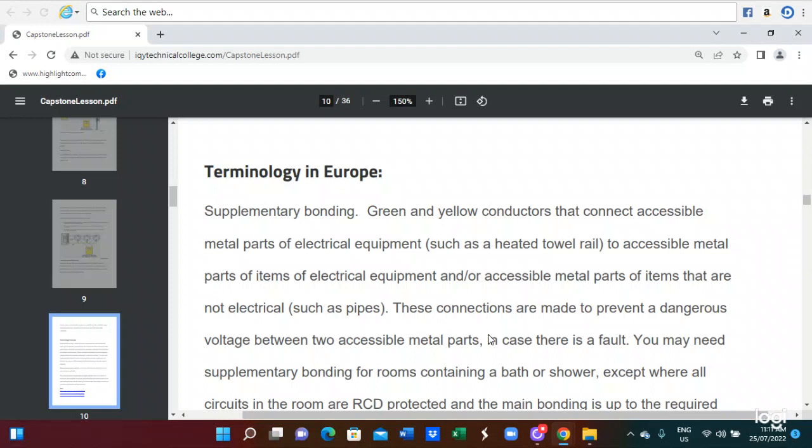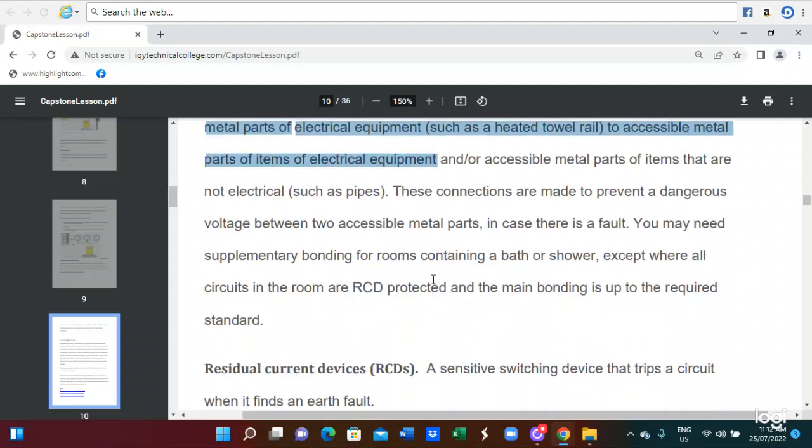In terms of terminologies, in this case, we also see there's supplementary bonding. So the yellow and green connector connects the accessible metal parts or electrical equipment to accessible metal parts. So they are the supplementary bonding. We use a yellow and a green connector. They are connected to the accessible metal parts. So this is supplementary bonding.